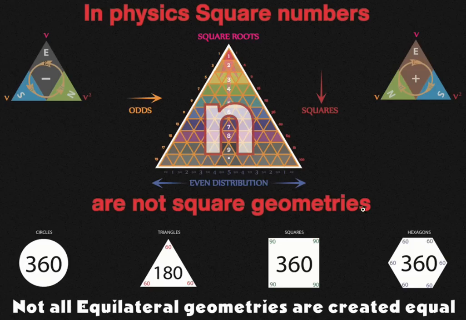Tetryonics rewords this to say that square numbers are equilateral geometries. In this case, we can see that a triangle is an equilateral, as is a square, and a hexagon is an equilateral. They have equal length sides and the same angles within their geometry.